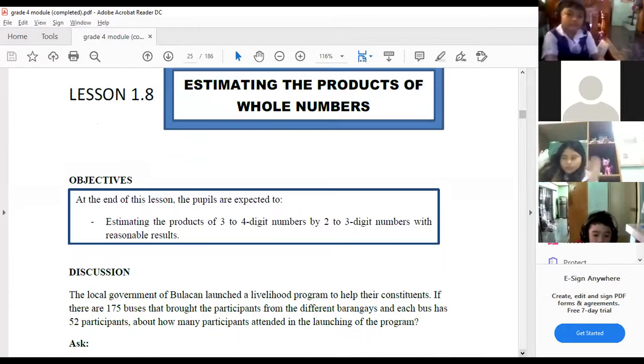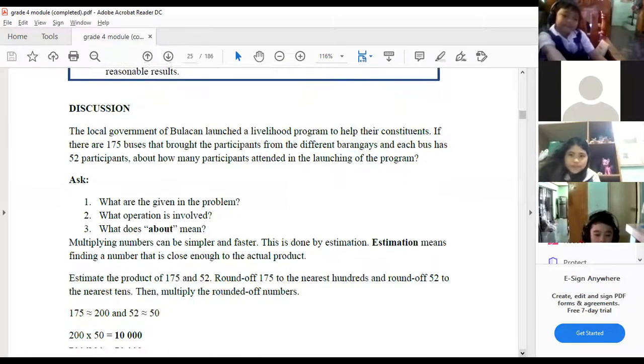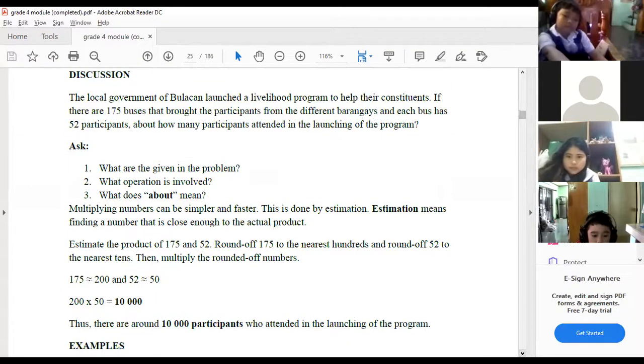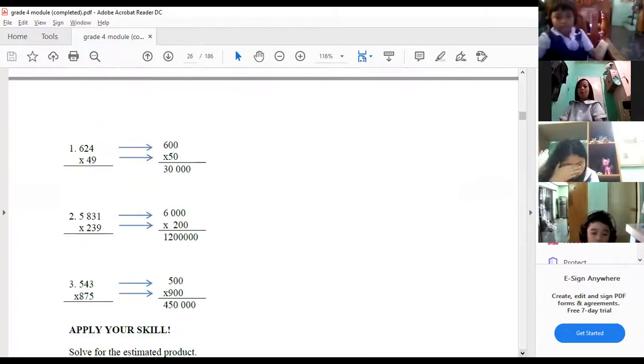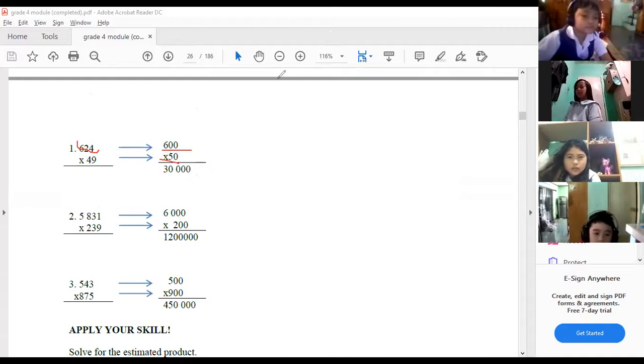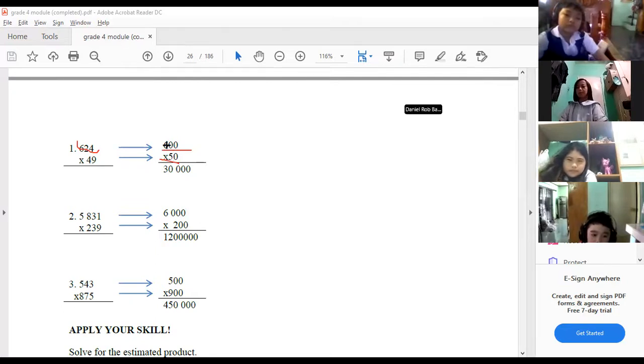Tama? So what do we mean by estimation? It means finding a number that is close enough to the actual product. For example, we have 624 times 49. So that would be 600 times 49. So 6 times 5 would be 30. Then add 3 zeros, that would become 30,000.